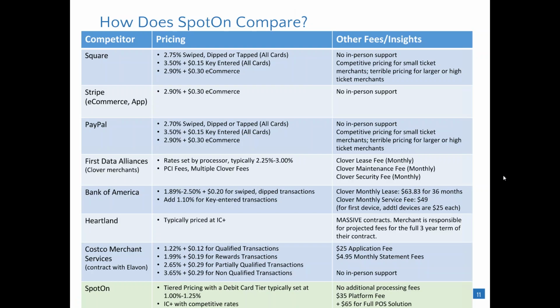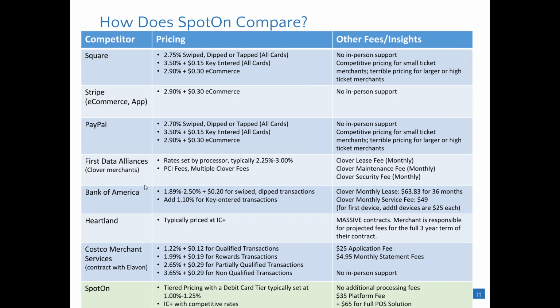So since we were talking about some other processors, it's kind of a perfect segue. I actually have here a slide of how we compare to other processors out there. These are probably the ones we most commonly see here at the office when you're sending in your statements for analysis and proposal. Of course, we have Square, Stripe, PayPal, all the First Data alliances, which are Clover merchants. Clover is actually owned by First Data. So if you see a business that has Clover, know that that business is processing with some sort of First Data Alliance.